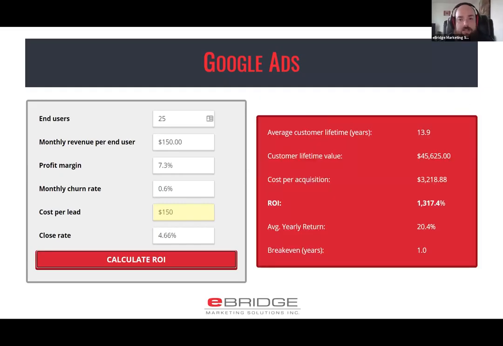Now our ROI is 1,300% with a payback time of just a year. So quite a drastic difference. And it just goes to show you why this question is hard to answer. So if someone were to ask me, what's the ROI for lead generation for Google Ads?